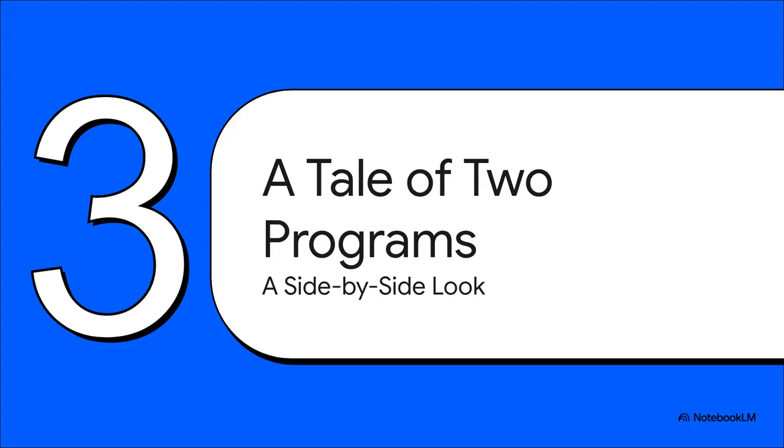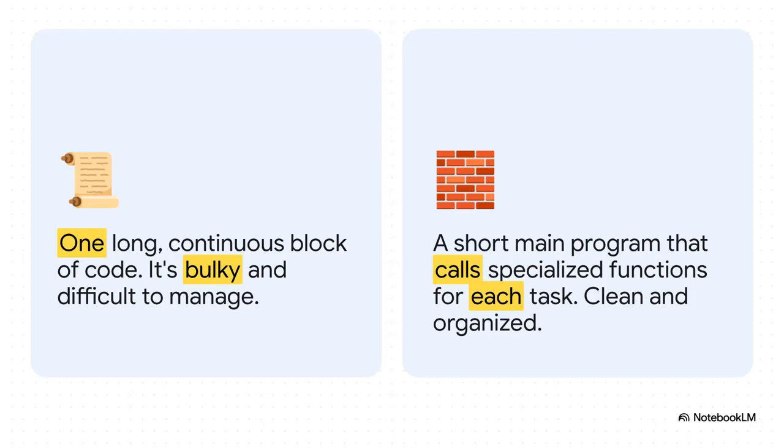Now for the fun part. Let's see this in action. This is where it all clicks. We're going to look at that tent pricing program written in 2 totally different ways. I mean, just look at the difference. On the left, you've got the beast, that one long monolithic script. But on the right, it's so clean. The main part of the program is short and easy to read. It's like a manager just telling specialized functions what to do.